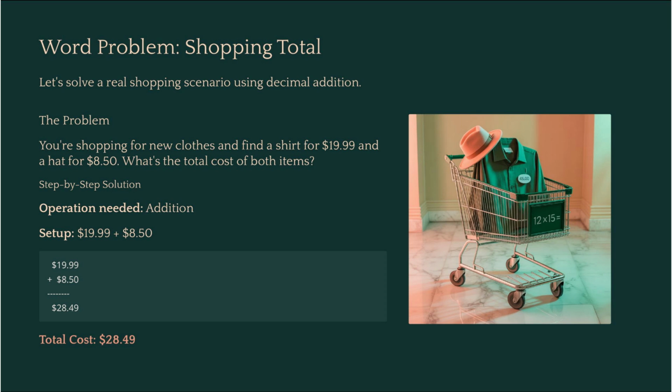Always keep those 2 decimal places to ensure your calculations are accurate. Here's a shopping problem for word problem 1. If you buy a shirt for $19.99 and a hat for $8.50, you need to add them. We set up $19.99 plus $8.50, lining up the decimals. The sum is $28.49. Simple decimal addition tells you the total cost.